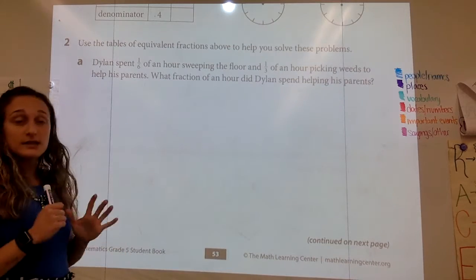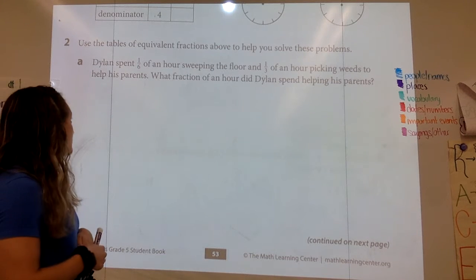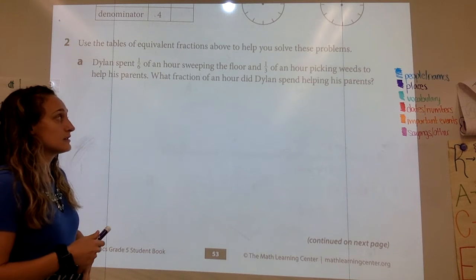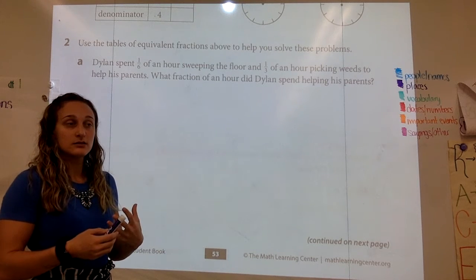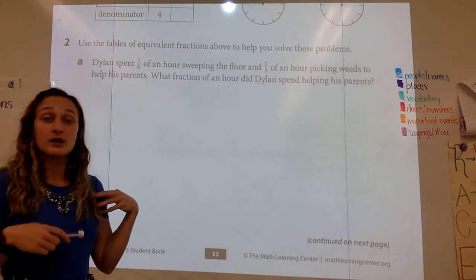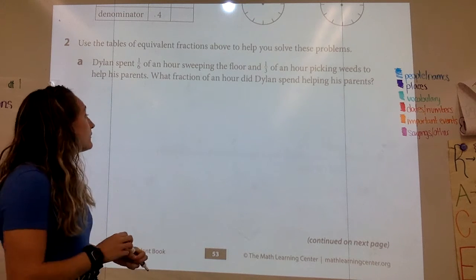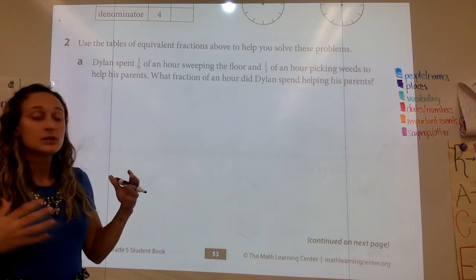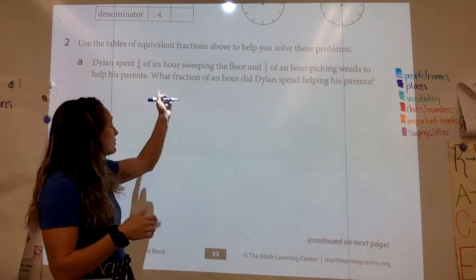Dylan spent 1/6 of an hour sweeping the floor, and 1/3 of an hour picking weeds to help his parents. What fraction of an hour did Dylan spend helping his parents? Now, what we are going to do is write this in terms of fractions and also in terms of minutes in an hour, and I will help us to do that. The first thing we do know is that it's asking how much time he spent helping his parents. This means all together, so we're going to add these two fractions together.